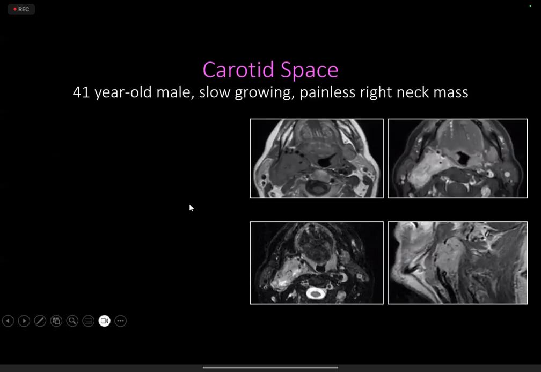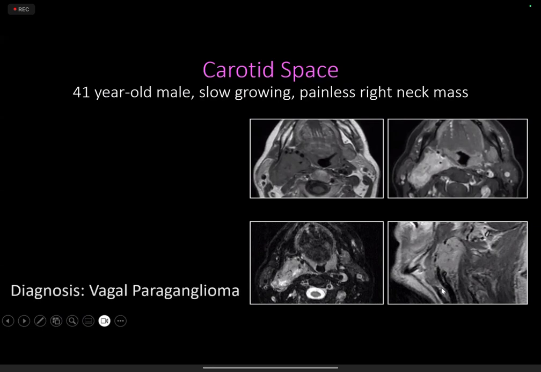Here's another patient with a slow-growing, painless right neck mass. Here we have a low T1 signal lesion right here. But as opposed to the other case, look at the internal carotid artery and the external carotid artery vessels. They're displaced anteriorly. We have contrast. Clearly, this mass enhances very avidly. It's a little bit heterogeneous on T2-weighted sequences. On that sagittal image, we can see how nicely the internal and the external carotid arteries are pushed anteriorly.